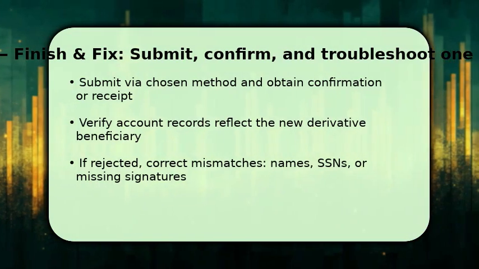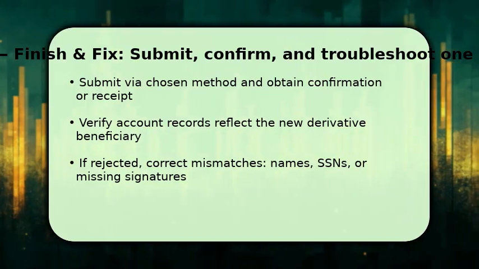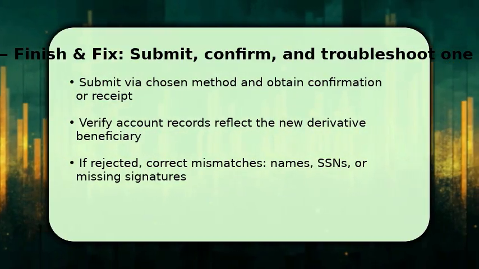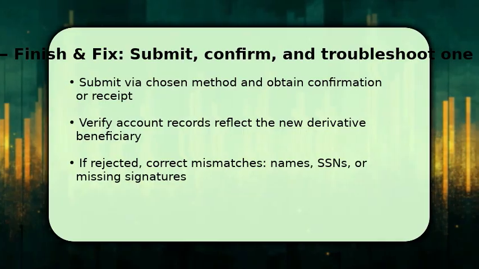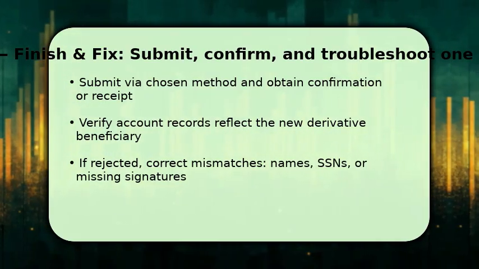Once the entries are complete, sign and date where indicated. If notarization or a witness is required, schedule that immediately so you can submit the form by your chosen method and obtain a receipt or confirmation number. This proves you acted. Then, confirm the custodian updated the account record to show the derivative beneficiary, because internal errors sometimes occur.